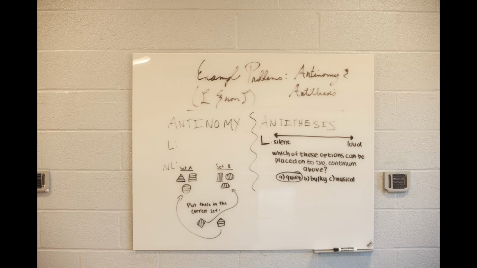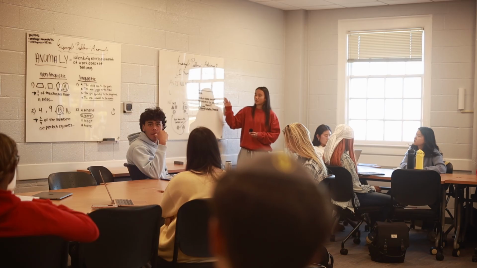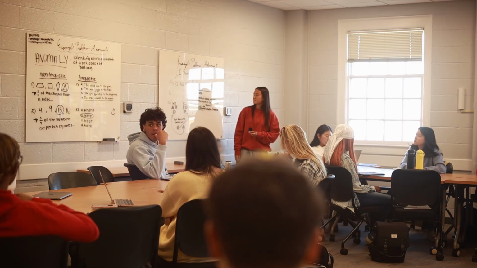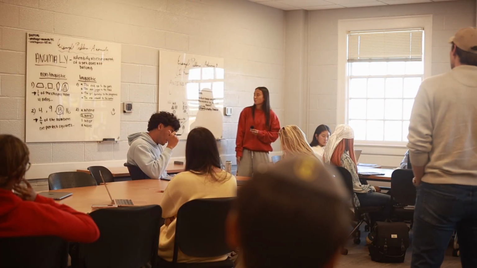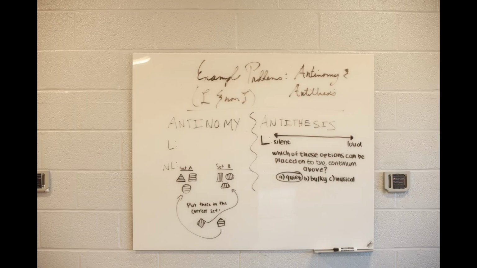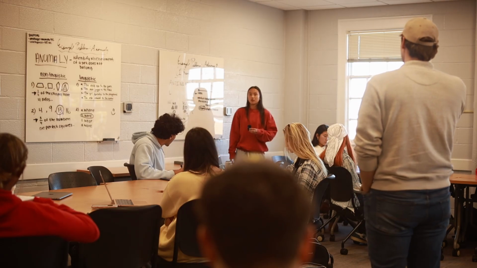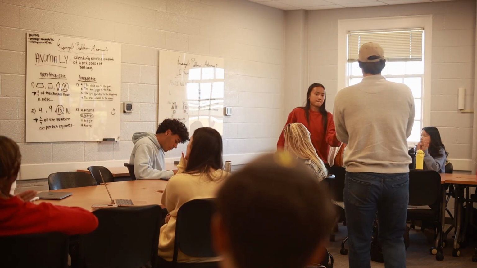And then for antithesis, we had a spectrum, and on one end it's silent, and the other end is loud. And you have to see which one of these words can fit in the spectrum. Quiet's the only one that's a little more than silent, but also not loud. Can you say the options again? The options are quiet, then bulky, and musical. Okay, do you want to explain why the other ones don't work? Bulky has nothing to do with volume. And musical has to do with sound, but it's not the level of volume. It's not amplitude or whatever term we're going to use. Okay, nice. Cool. Thanks, Ava.